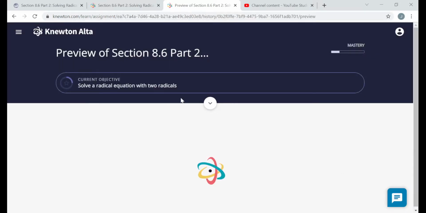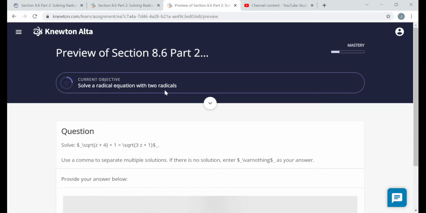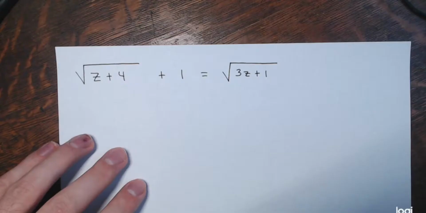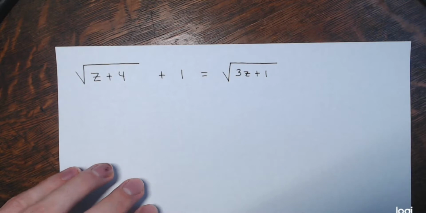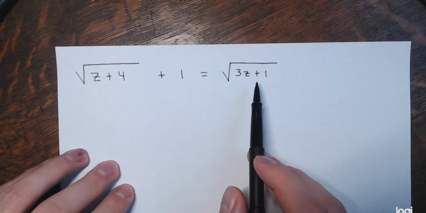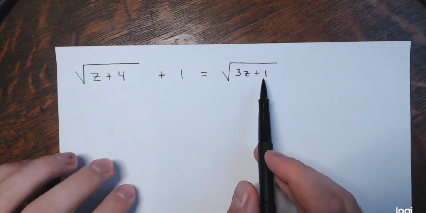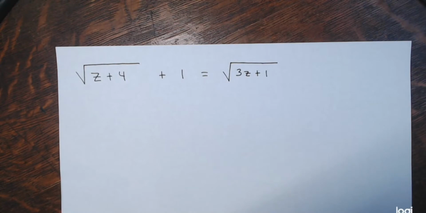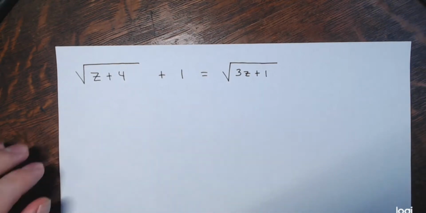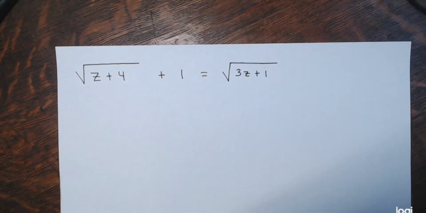That's the only objective. Solve a radical equation with 2 radicals. So yeah, this is very similar. I'm going to write this out and do it on some paper for you. Once again, there are 2 radicals, one on both sides. The one on the right side is already isolated. So once again, I'm going to undo that by squaring both sides.